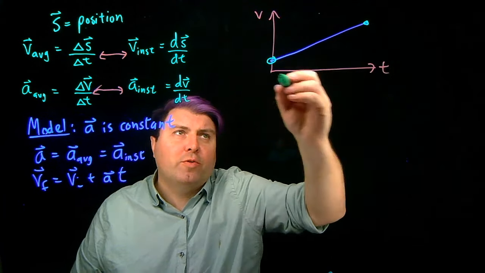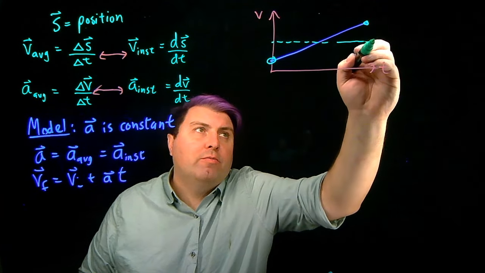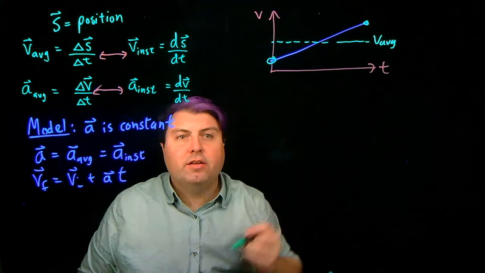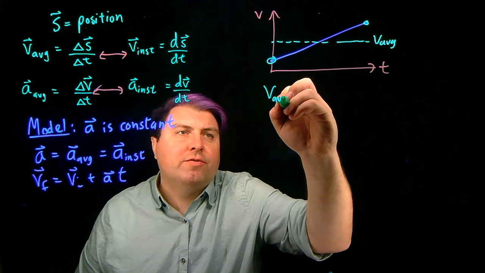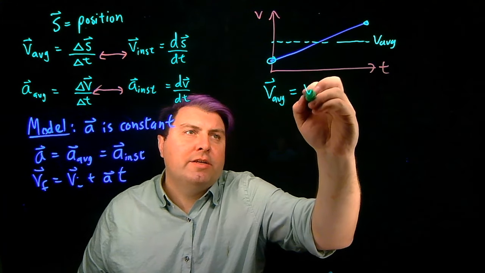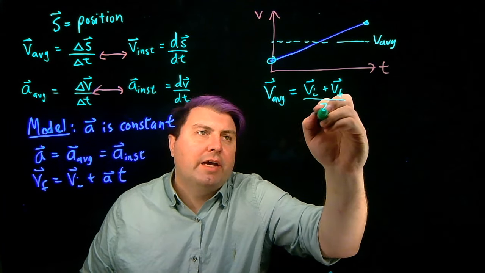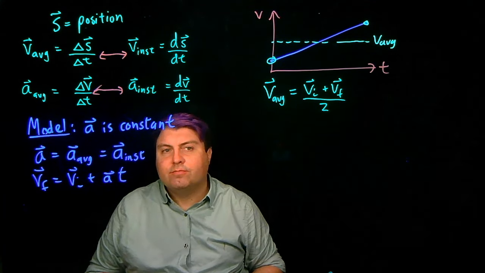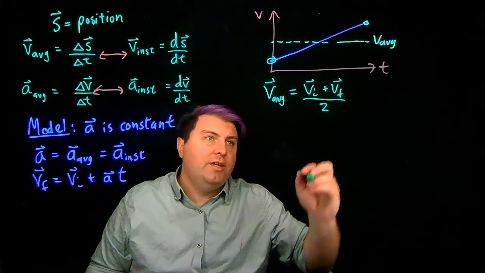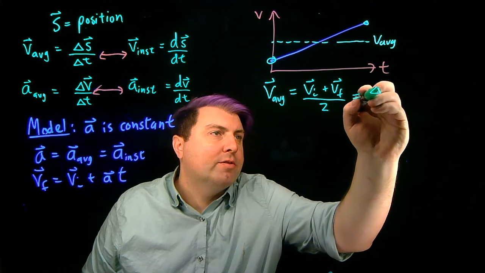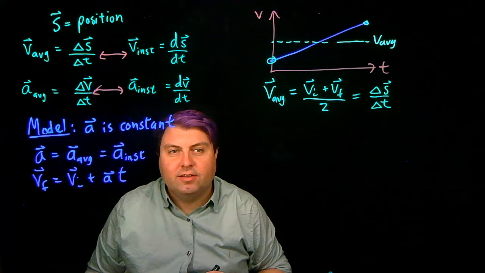But what we can also see is that if we take our first point and our second point and average these two points, we get the average velocity. So we can say that our average velocity for a line is equal to the initial plus the final velocity, averaged, divided by 2. But we also have that V average is equal to delta s over delta t.